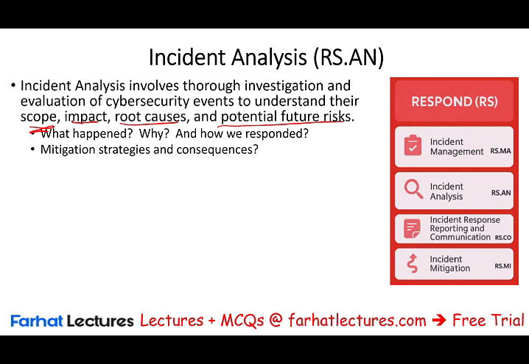Were we able to contain it? Did the detection function work properly? Remember, the detection function should come before the respond. So it's either yes, it's working, or no, because the detect function is basically our radar system. Did it pick up the incident before we started to respond? This is what we need to do in incident analysis, basically analyzing what happened, why it happened, what its impact is, and how we responded.